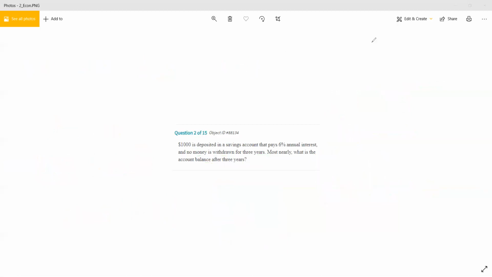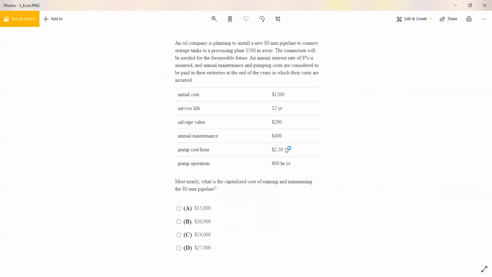Let's clear this and go to number 3. We have an oil company that's planning to install a new 80 millimeter pipeline to connect some storage tanks. Useless information when we're talking about economics. So we tend to not care about these meters and millimeters unless there is a cost attached to them. The connection will be needed for the foreseeable future. An annual interest rate of 8% is assumed.